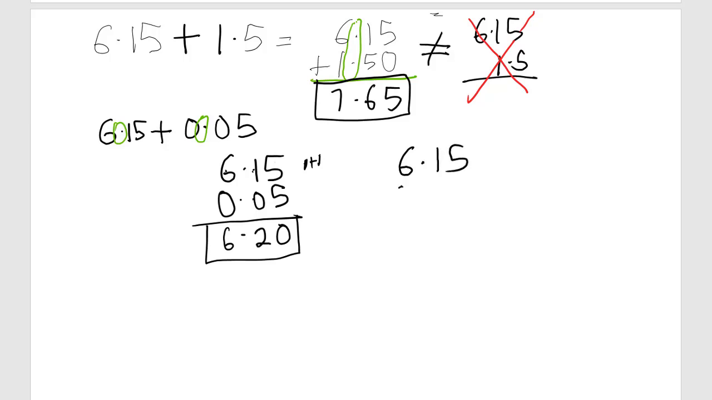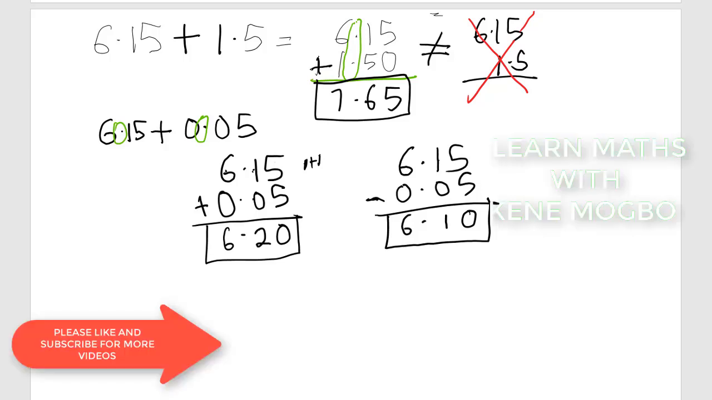You do 0 minus 0.5. It's basically the same as the way you do normal subtraction. So 5 minus 5 is 0, 1 minus 0 is 1, point, 6 minus 0. So this is how you do it. Basically, that is how to do multiplication, addition, and subtraction of decimal numbers.